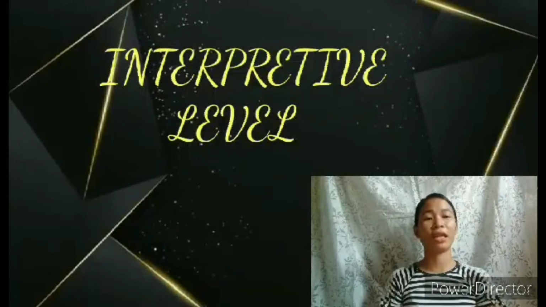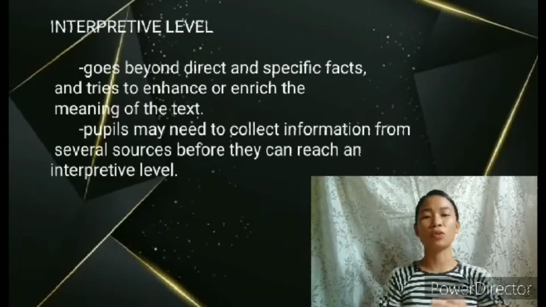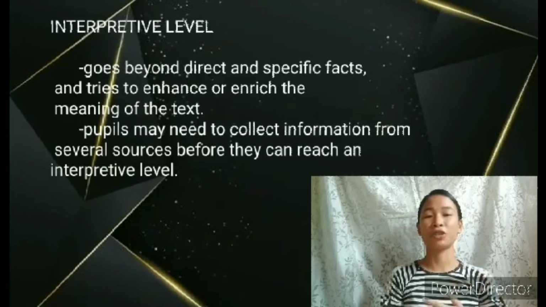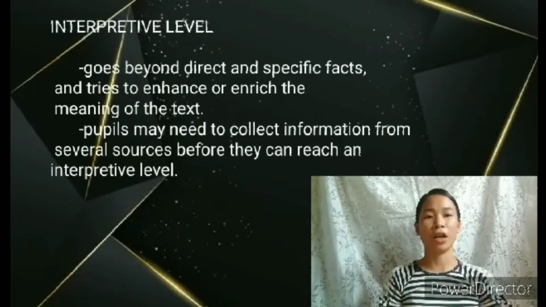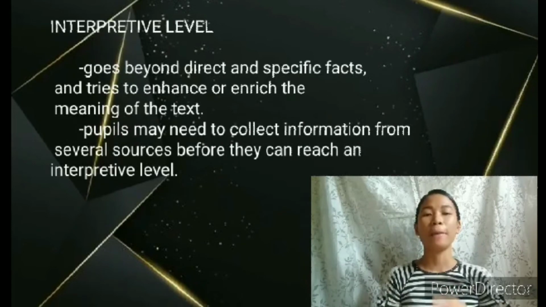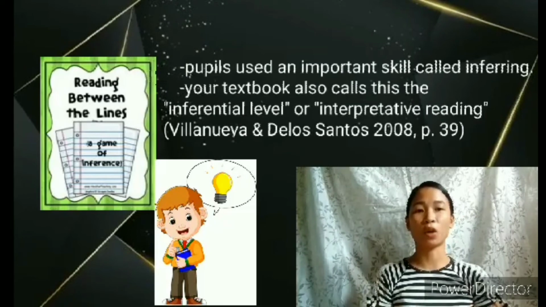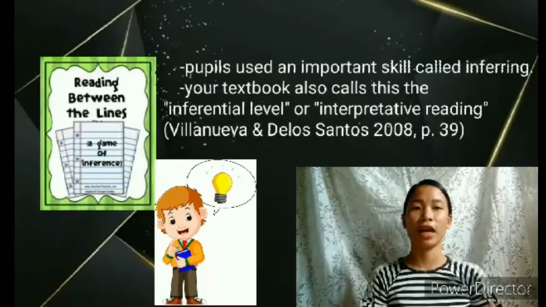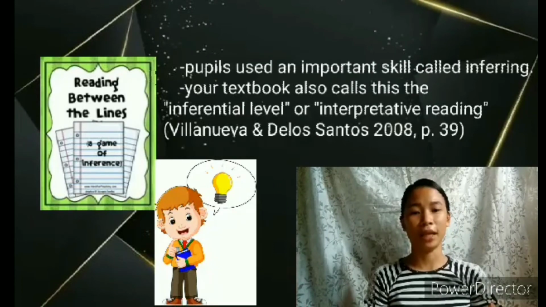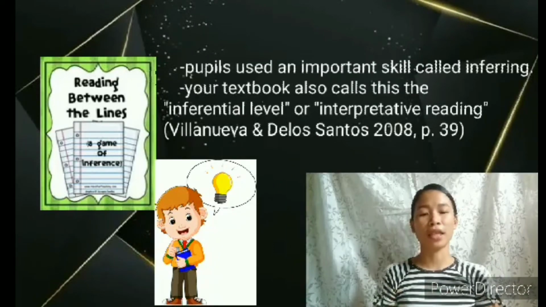So next we have the interpretive level. The interpretive level goes beyond direct and specific facts and tries to enhance or enrich the meaning of the text. Pupils are able to read beyond the literal words on the page and find understanding. Pupils may need to collect information from several different locations or sources before they can reach an interpretive level. They use an important skill called inferring. When students infer, they think beyond the text to find meaning. Your textbook also calls this the inferential level or interpretive reading.